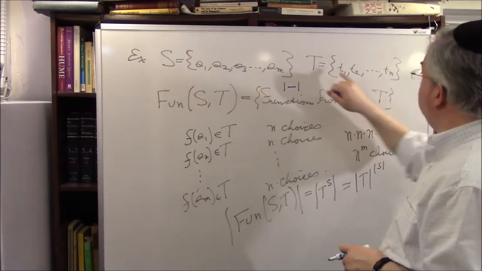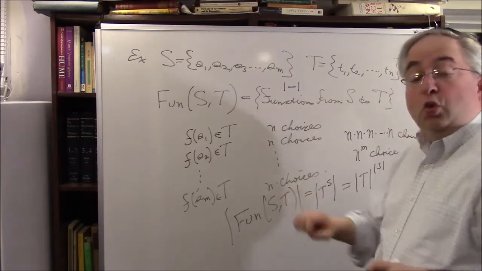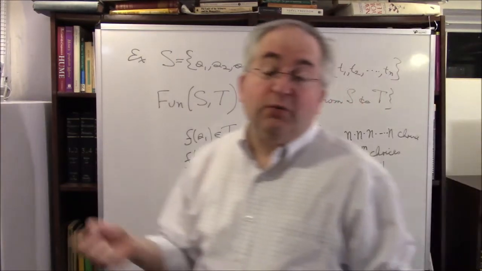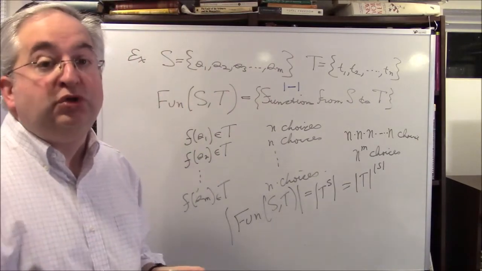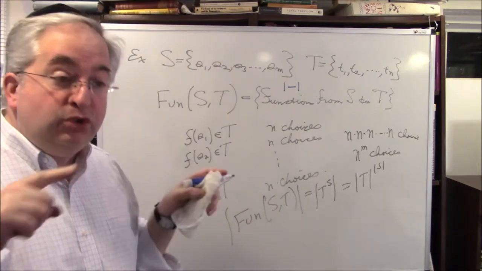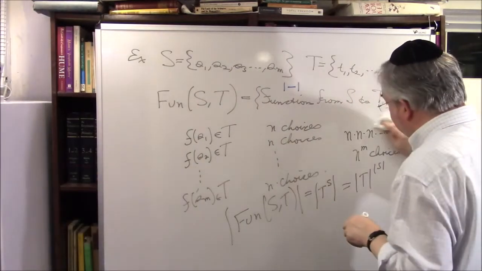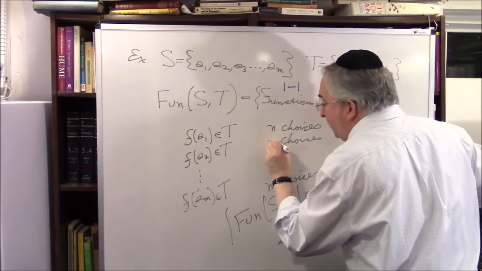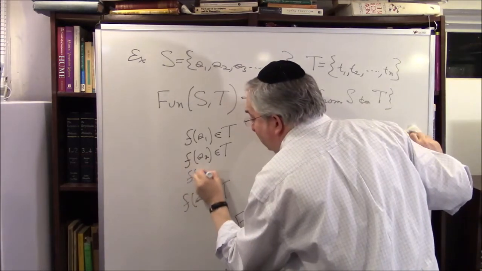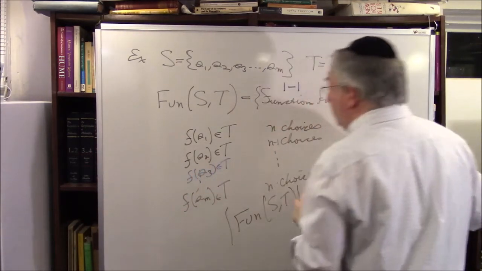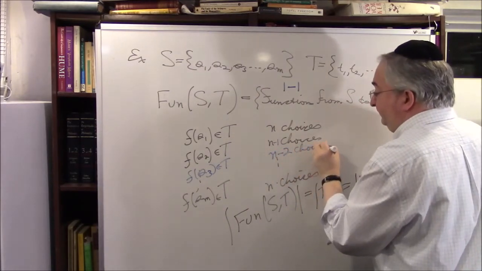This guy, you could choose any one of these. So he has n choices. This guy, we want one-to-one functions. That means two things: two different s's should go to two different t's. That's what one-to-one means, no two things go to the same place. So I don't have n choices here. I have n minus 1 choices there. And for f of s sub 3 a member of T, I have n minus 2 choices.